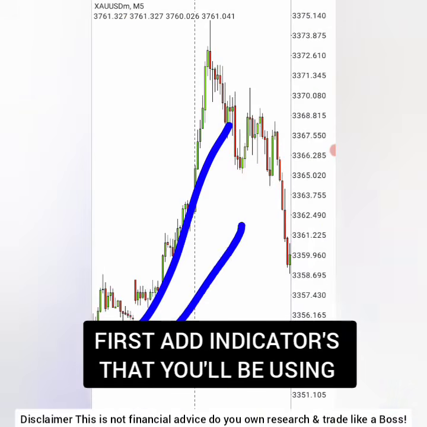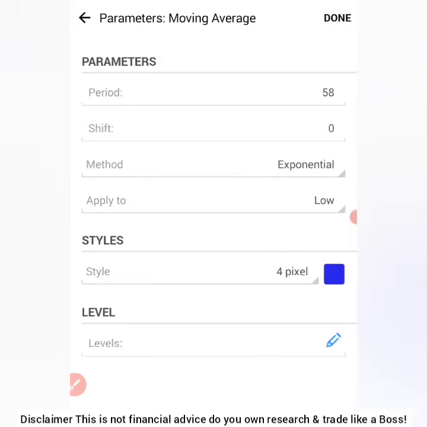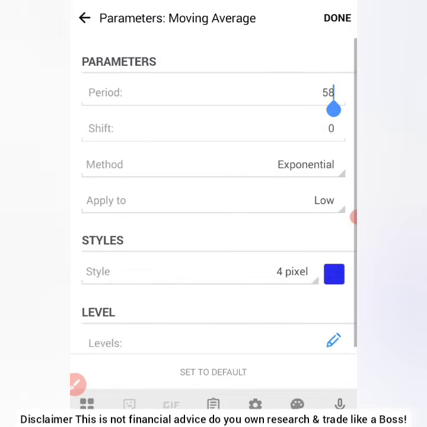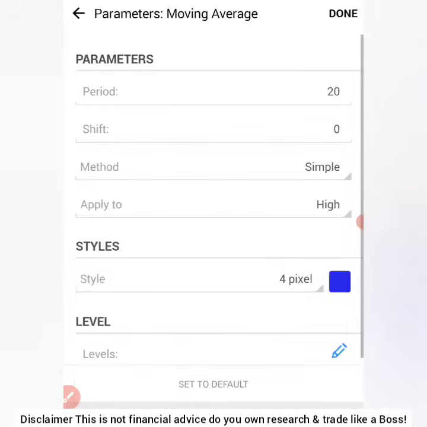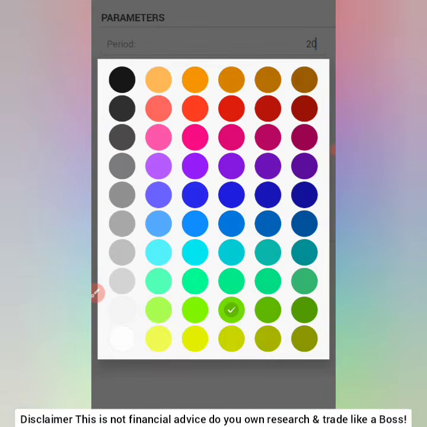First, you have to add the indicators that you'll be using. So add the first indicator. You go to the indicator section and then you click on moving average. For period, you want to change it to 20. Method, simple, apply to high. And for the color, you can use any color that you want, but I recommend you use green.